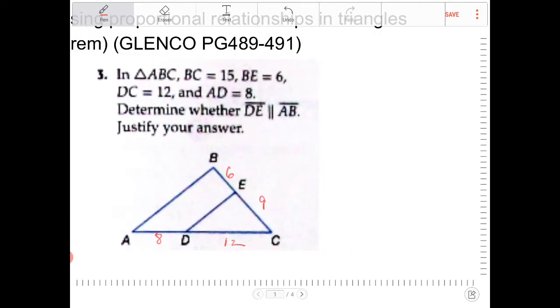Well, if the sides are split proportionally, then AB will be parallel to DE. Let's see if that's the case. So I take 6 divided by 9. Is that in fact the same as 8 over 12? So 6 over 9 has a common factor of 3, so that would be 2/3. 8 and 12 has a common factor of 4, and that would be 2 over 3. So yes, they do check out. So AB is in fact parallel to DE.